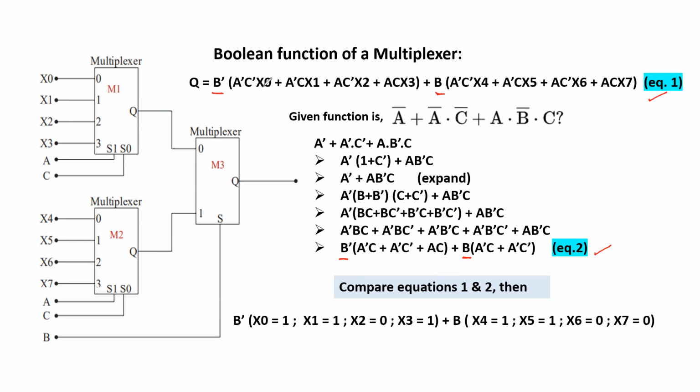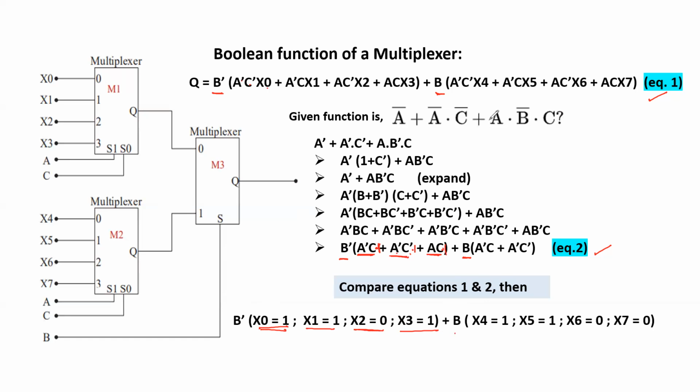Okay. Now, inside the brackets, we have A dash C dash multiplying with x0. Here in this also, we have A dash C dash. Okay. In the place of x0, it is 1. Therefore, x0 equal to 1. Okay. Similarly, this is A dash C x1. A dash C is here. Okay. So, x1's equivalent value is 1. So, in this, we have to place 1. Okay. Therefore, x1 equal to 1. Similarly, AC dash x2. Here there is no AC dash term. That means x2 is 0. Next, AC x3. Here AC term is there. Therefore, x3 equal to 1.